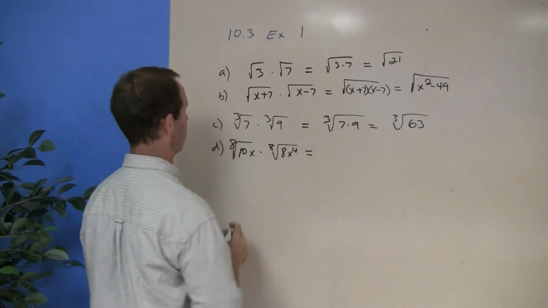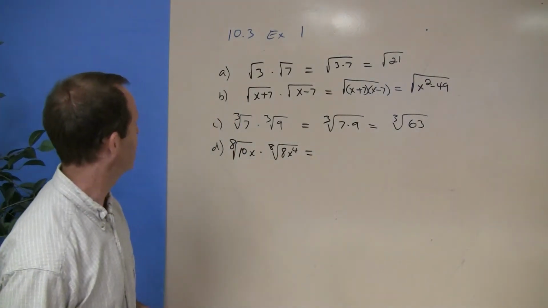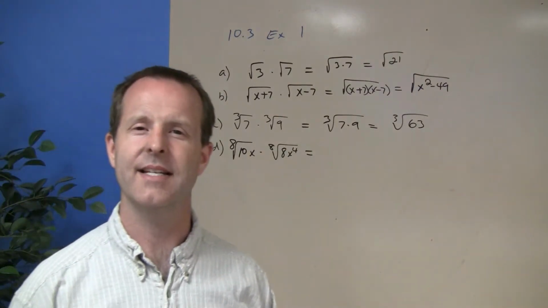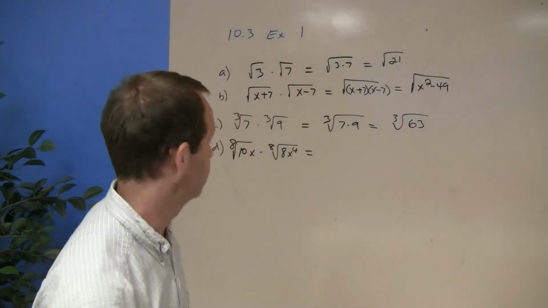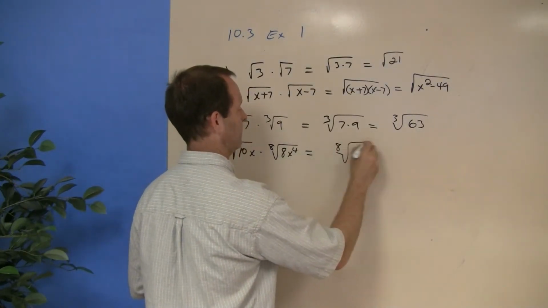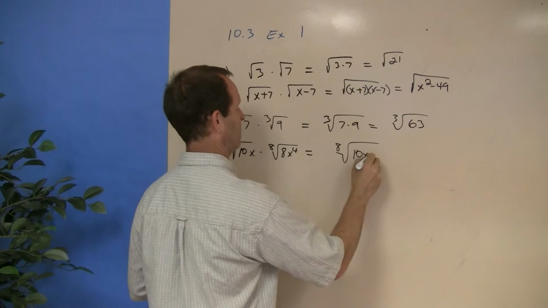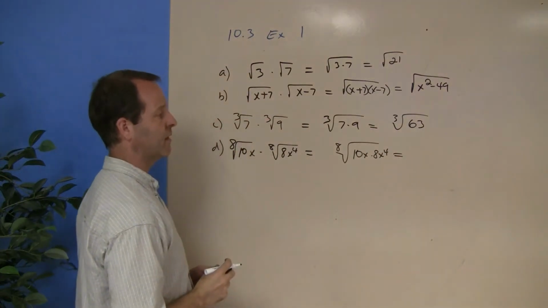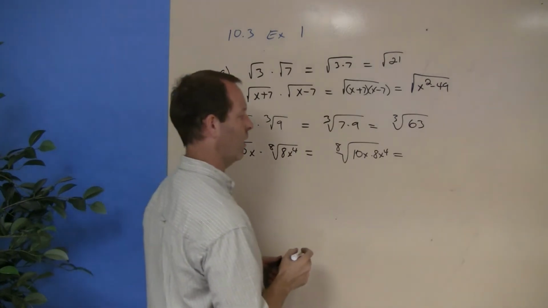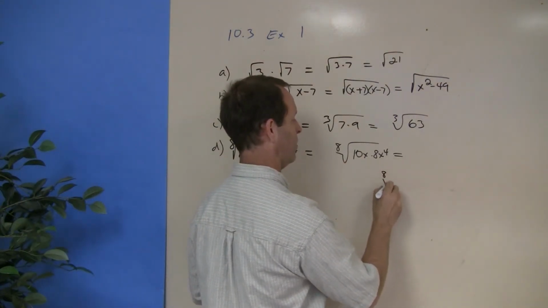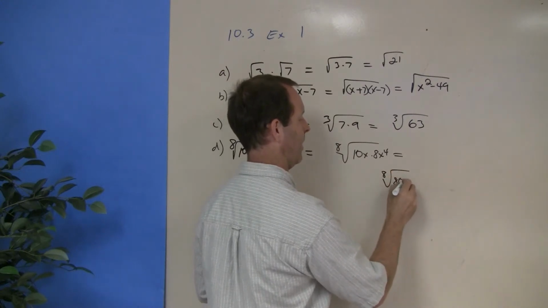And the last one down here, D. Oh, I got an index of 8. Yikes. But the good thing is it doesn't matter because there are 8s on both sides. So if I stick them all underneath the same radical, then just multiply what I can, like terms. So this equals the 8th root of 80x to the 5th.